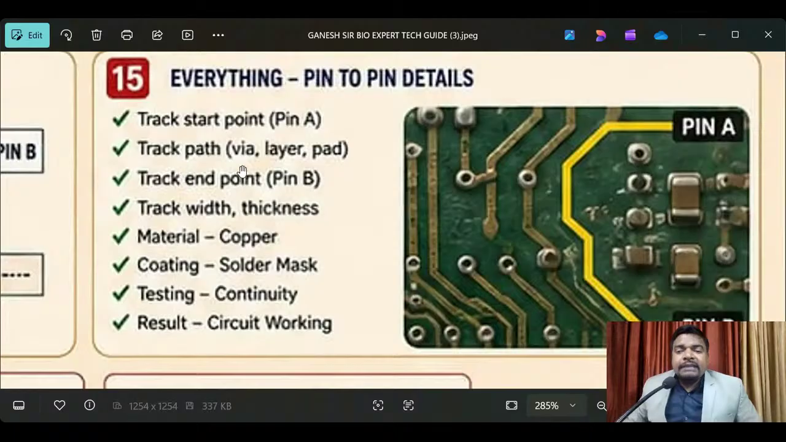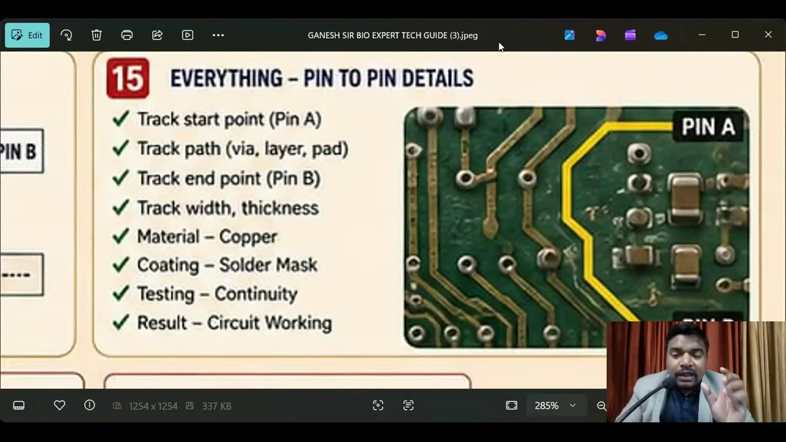Now see here, tracking path via layer path, track endpoint pin B, track width thickness, material copper, coating solder mask, testing continuity, and result circuit working. See, these are all things when you're checking equipment. Sometimes troubles can be resolved by troubleshooting and operating settings. Sometimes we can replace the spare part and resolve it. But after you did all things, if the equipment is still not working, then you have to go to the internal parts, that is electronic parts. Understand?